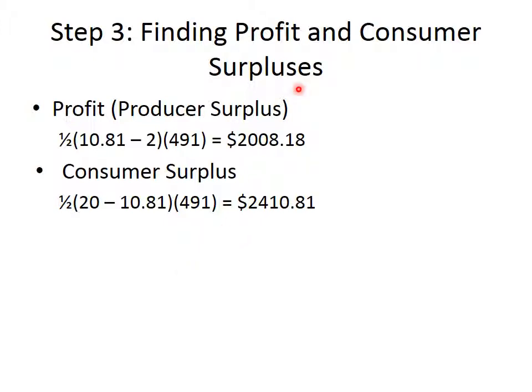First, let's go through profit, exactly what we just calculated. One half times 10.81 minus that y-intercept of 2, which again is our minimum average total cost, multiplied by the quantity at equilibrium, 491. That's going to give us a producer surplus, a profit, of 2008.18. Consumer surplus we figure out the same way. The maximum price somebody's willing to pay for it, minus the actual price, times 491 units, times 1/2, gives 2,410.81.